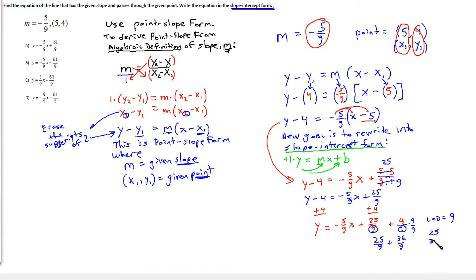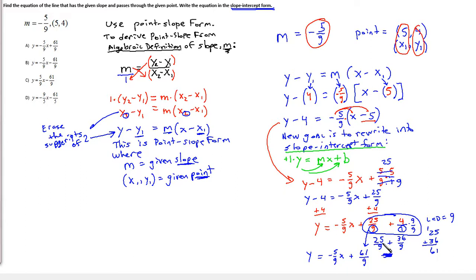The numerators are addable now, so we go 25 plus 36. I'm just making addition in the numerator. 11 carry a 1. 3 plus 3 is 6. So in the very next step, what we get is 61 over 9. When we do this addition, here's the result. And what's to the left of it is negative 5/9 x. And on the left side this whole time, since we added 4, is just y equals.